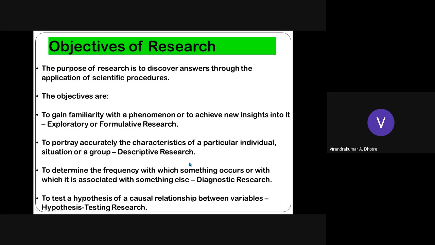So these are the kinds of objectives where we want to gain familiarity, we want to define the characteristics of a situation or group, which is descriptive, formulative, or exploratory research. We want to determine the frequency with which something occurs, so it is diagnostic research. We want to test hypotheses like causal relationships between variables, atoms, elements. So this is hypothesis testing. These are the objectives of the research, right?